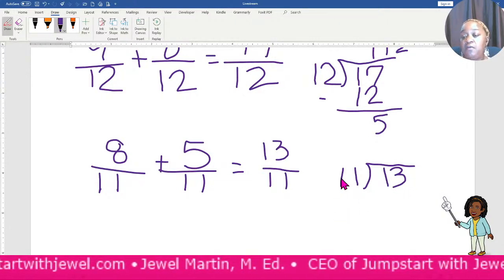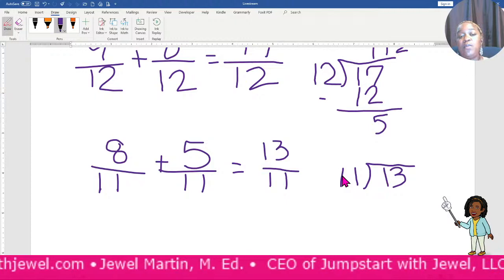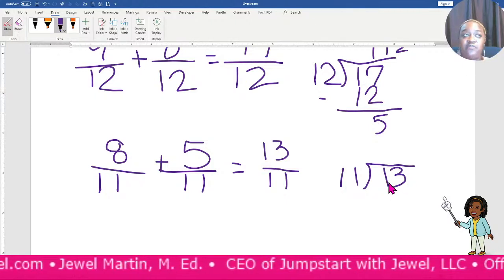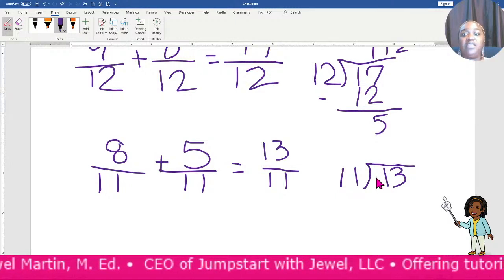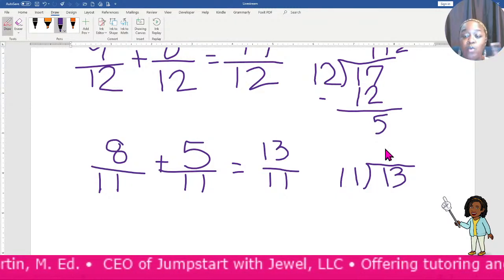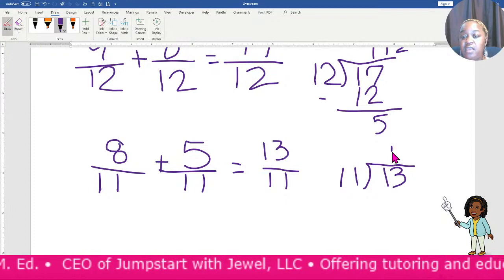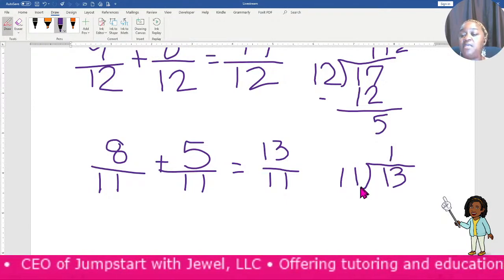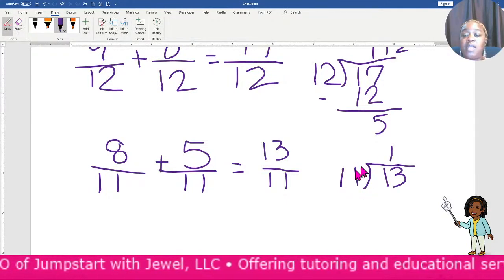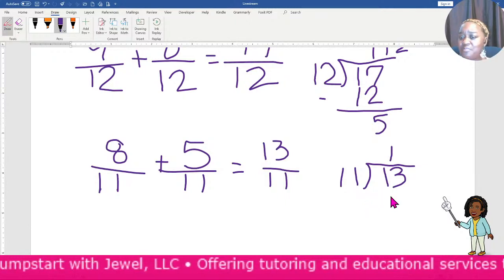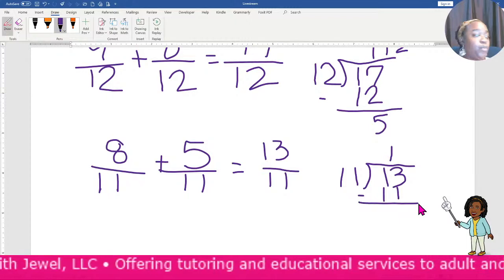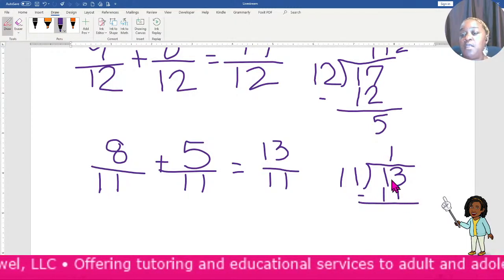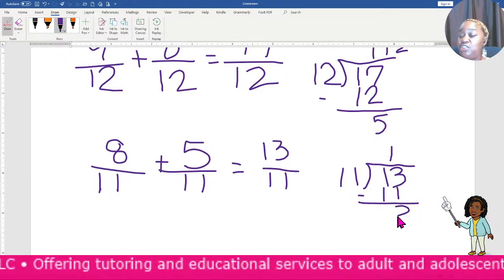11. How many groups of 11 can we make if we have 13 items? If we've got 13 crayons, how many groups of 11 crayons can we have? Only one. 11 can only go into 13 one time. Then we do our multiplication. 1 times 11 is 11. Then we subtract. 13 minus 11 is 2.